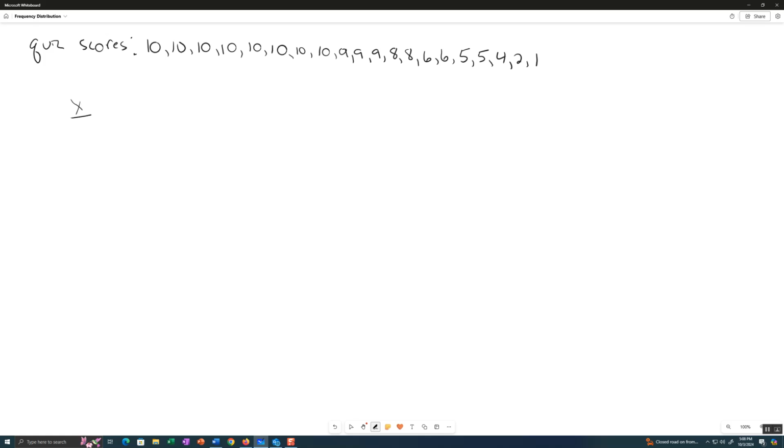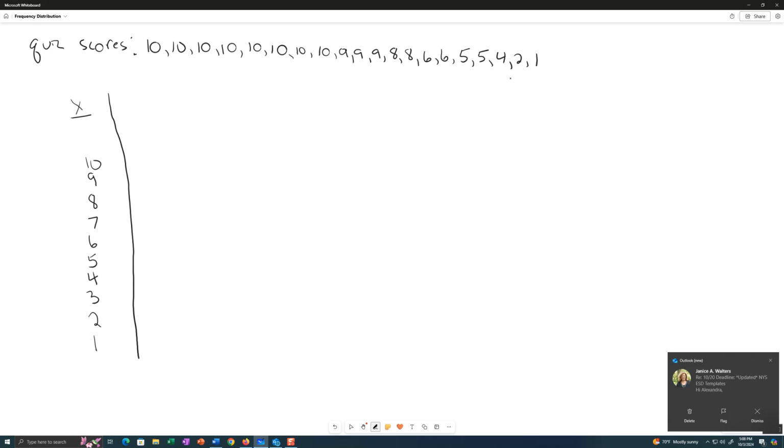And so I have 1, 2, 3, 4, 5, 6, 7, 8, 9, and 10. Don't mind the sloppiness of the table. I'm writing on a tablet. So these are our x values. Now we're going to do our f values.